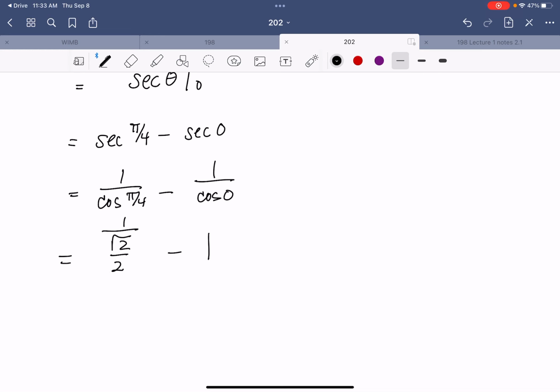So we take 1 over that. That gives us 2 over root 2, which when rationalized actually becomes square root of 2. Either way, however you like it, minus 1. And if you use your calculator, if you want a value, that turns out to be 0.414.